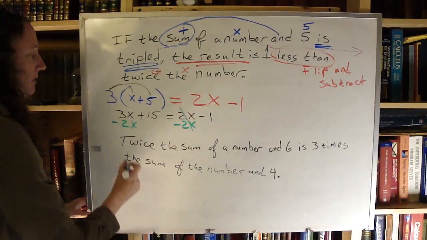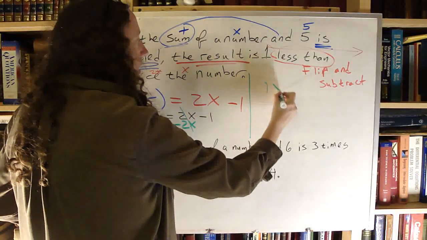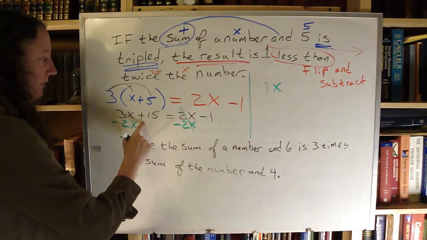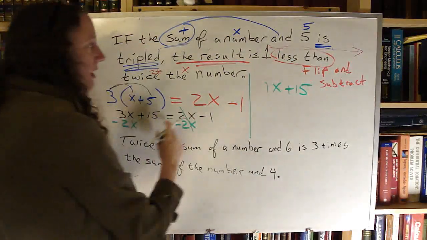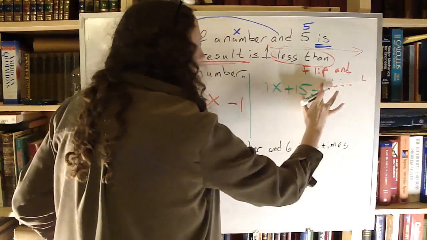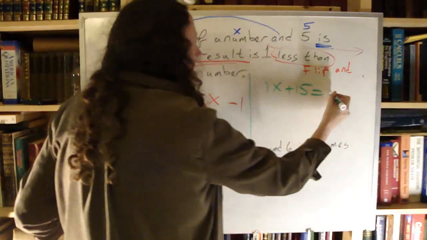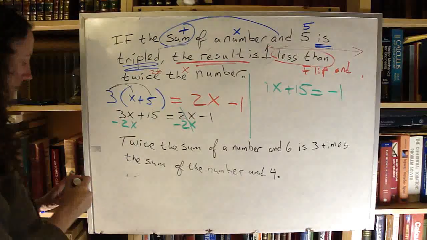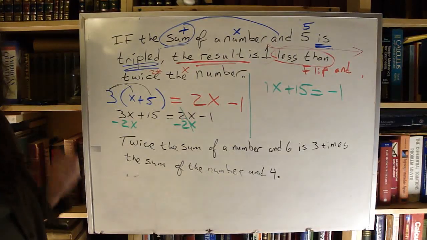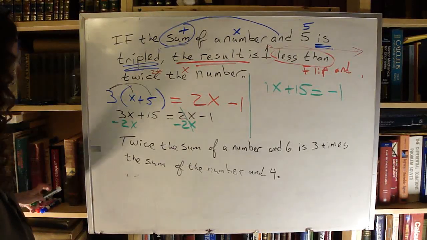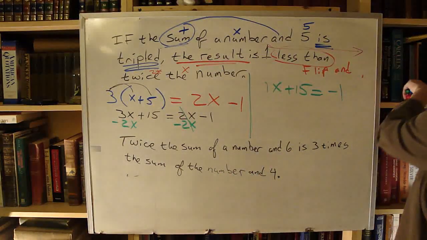So the 2x cancels out. 3 minus 2 gives me 1. So I have 1x. Carry down my plus 15. Carry down my equal sign. Carry down my minus 1. So now I have 1x plus 15 equals negative 1. I need to finish solving.